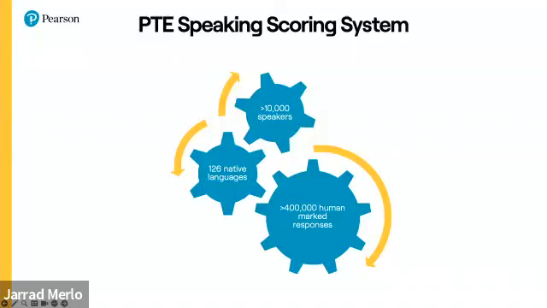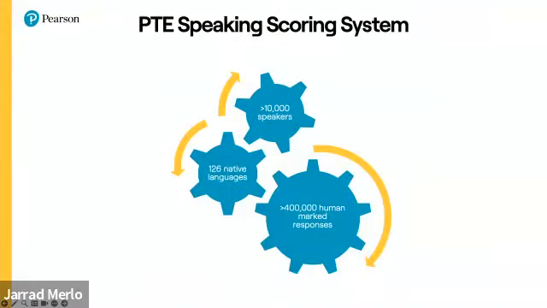Okay, let's talk about the speaking system a little bit more in depth and how it was built. It uses advanced algorithms that are trained by expert human raters, and it's important to understand that training by the experts is very important. I'll get to why in a second. Basically, how it was designed was hundreds of thousands of marked speaking samples were fed into a system to help it learn how to assess responses until it became extremely accurate.